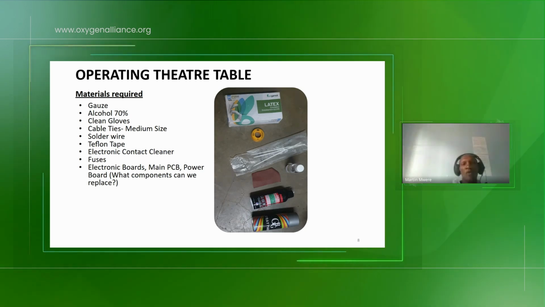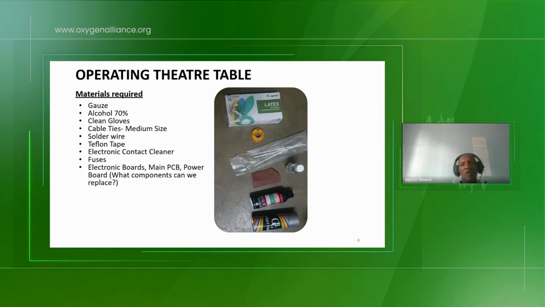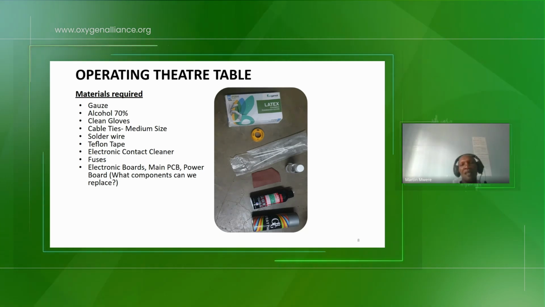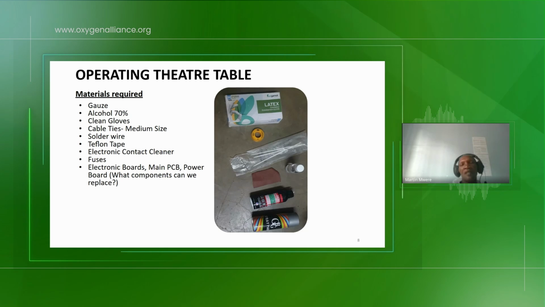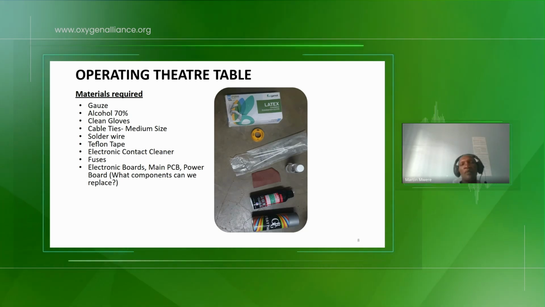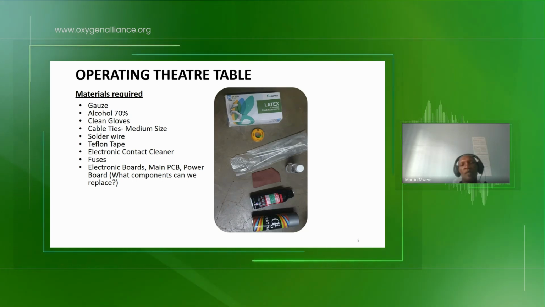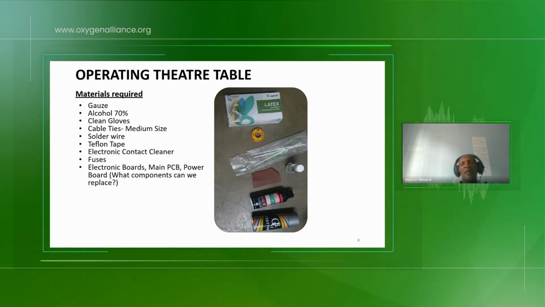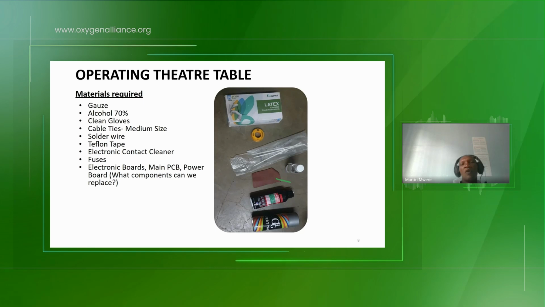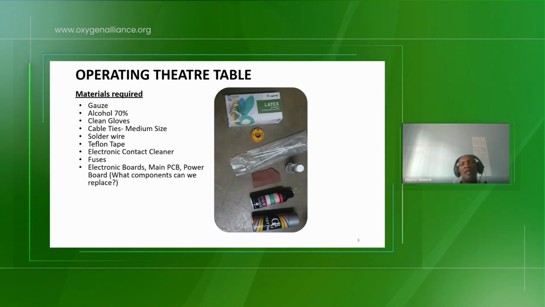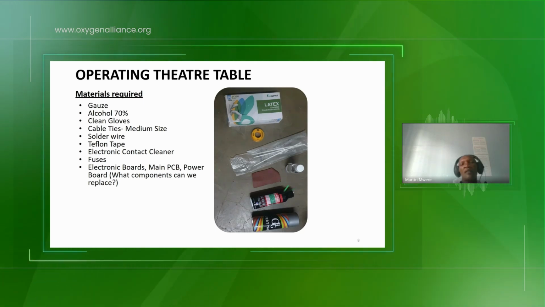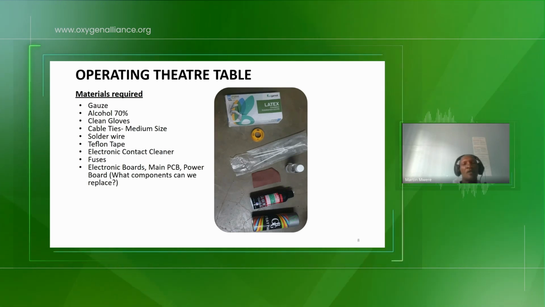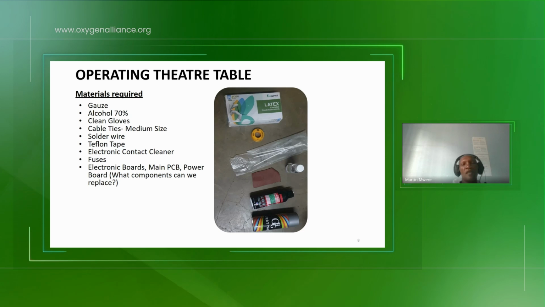When you want to clean the electronics, you are going to use what we call the electronic contact cleaner. These are the cable ties. These are the gloves, clean gloves. This is the Teflon tape. These are cable ties. You can have small, medium, and large. This is emery paper. This is alcohol. This is electronic contact cleaner. And this is instant spray paint. We will see that as we shall be seeing the operating theater table.